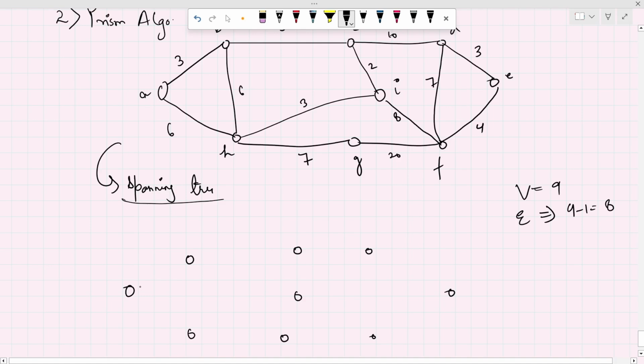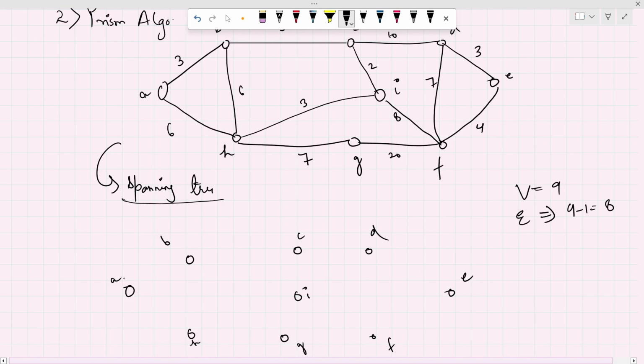Okay, so now how do we do that thing? We can start from anywhere. A, B, C, D, E, F, G, H and I. If you want to select from I, you can do that. Start from D, you can do that. Start from E, you can do that. You can start from anywhere, it doesn't matter. But wherever you start, you have to continue the flow. You cannot break the edge.